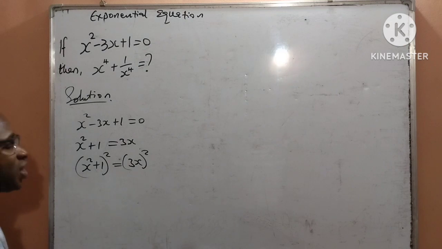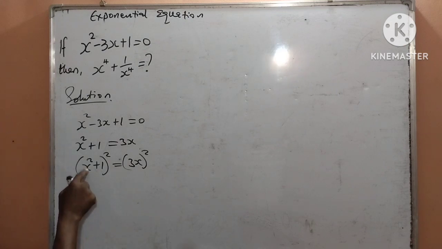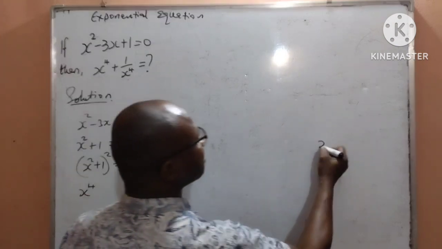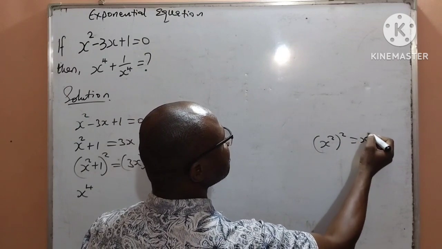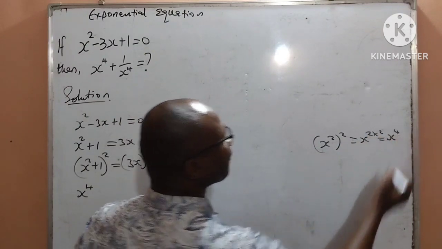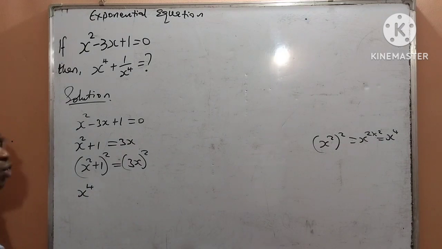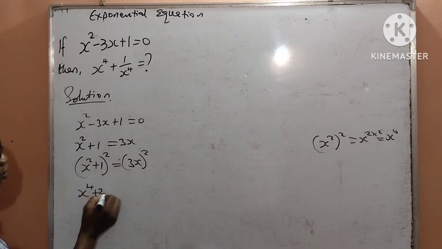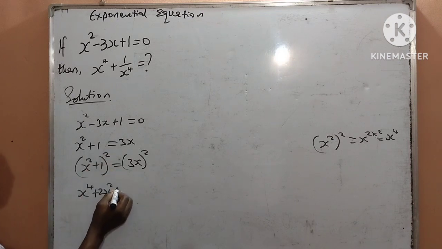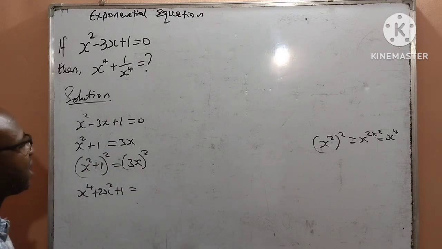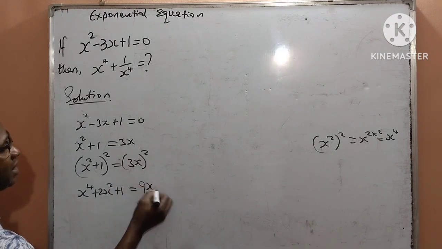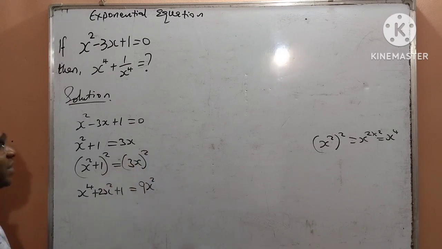Now, by expansion from the left hand side, x raised to the power 2 squared will give me x raised to the power 4. That means that x raised to the power 2 squared is the same thing as x raised to the power 2 multiplied by 2, which is x raised to the power 4. Okay? The next thing I will do is to multiply the two terms. X squared times 1 will give me x squared. Then times 2 will give me 2x squared plus 2x squared. Then 1 squared will give me plus 1. And by the right hand side, 3 squared will give me 9, and the x squared will give me x squared, that is x raised to the power 2.